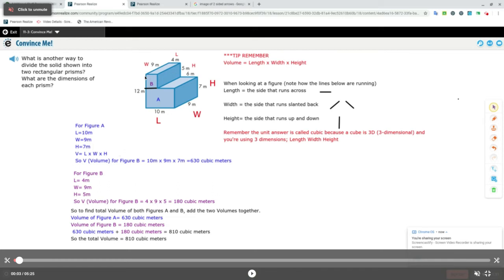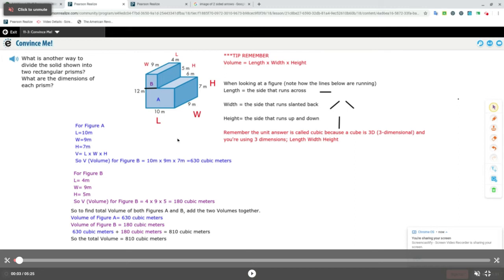My width, or my side that goes backwards, is 9 meters. So here I have it listed as 9 meters. And lastly, this side running up and down is my height, which is 5 meters. So here I have listed it as 5 meters. So my volume for figure B is the length of the 4 times the width, which is the 9, times the height, which is the 5, and I get 180 cubic meters.